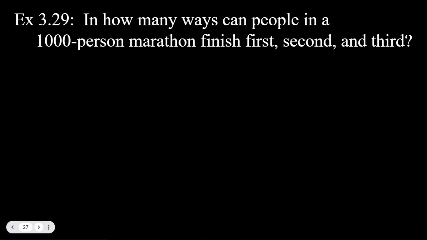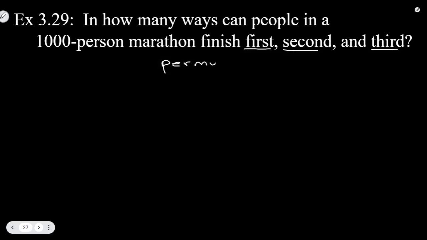Example 329: in how many ways can people in a 1,000 person marathon finish first, second, and third? The fact that they are differentiating here, with the order mattering, first, second, and third, tells us we are dealing with a permutation. To set this up, I'm going to put my P there for permutation. Right away, we know we're selecting 3 different first, second, and third place people. And then how many do we have to choose from? Well, any of the 1,000 people in the race could finish first, second, or third. So that's going to be 1,000P3. Let me pull up the calculator again.